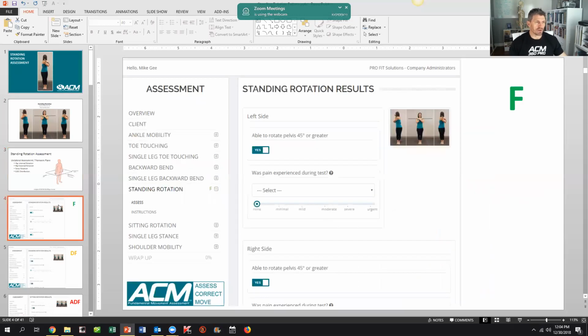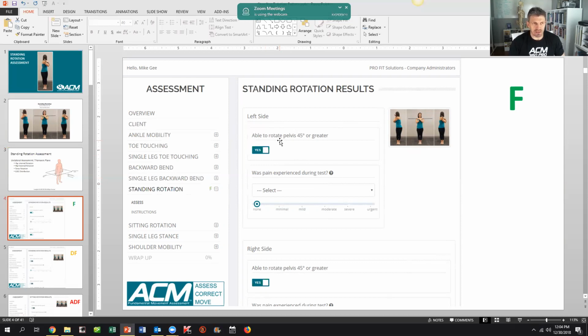If you haven't gone on and started using the software, the ACM assessment program is very easy to implement once you understand its components. The software already takes care of most of the problems. On the software, at the standing rotation part of the assessment, there are a handful of different variables, but we're looking at unilateral movement here. So we're going to have a right and left side to assess, and you'll have an option to choose yes or no. Are they able to rotate their pelvis to 45 degrees? That's all we're really looking at here, and they either can or they can't.